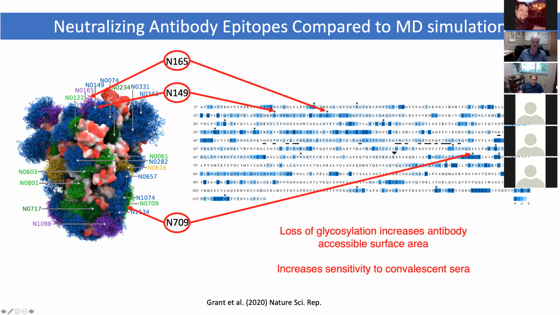So their loss, we show that they shield the neighboring amino acids quite a bit, right? So this glycan N165, there's a lot of blue around it, meaning it's shielding all these residues. If you knock it out, these residues now become more accessible for antibody binding. In contrast, down here, it seems to have no effect.